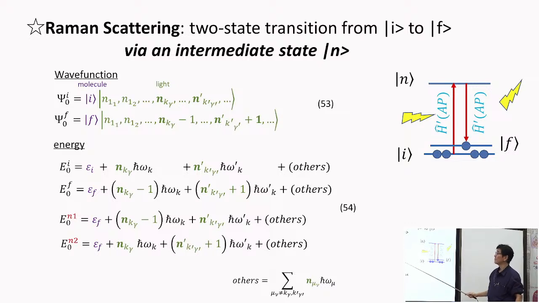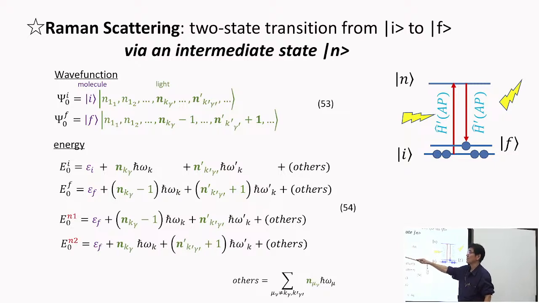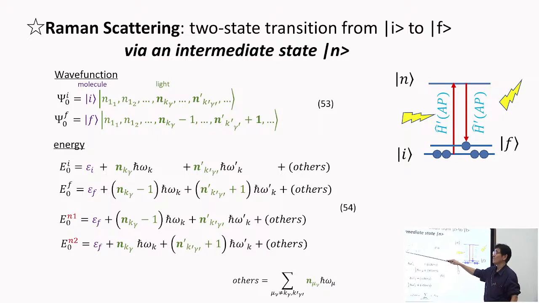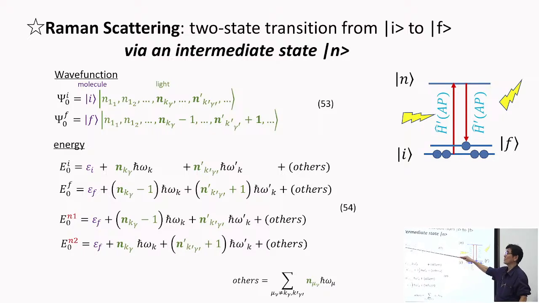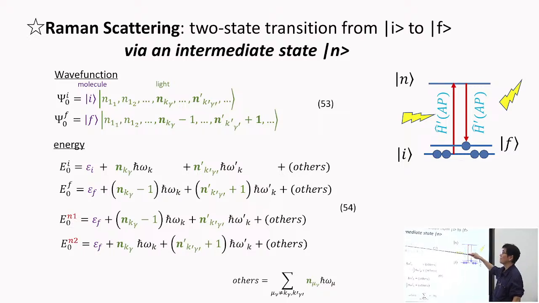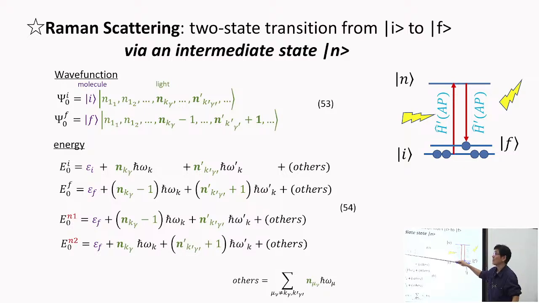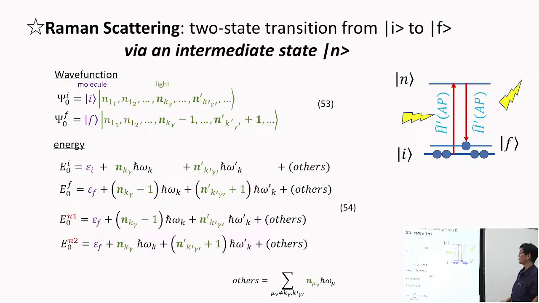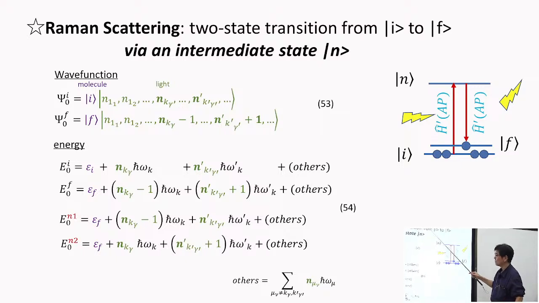So, again, the Raman scattering is a two-step transition from I to F: I to N, N to F, a two-step transition by intermediate state N. And we can describe the initial and the final state by using the wave function of the molecule, I and F, as well as that of the light, a list of the quantum numbers. And the quantum number of some light decreases by 1, and the other light increases by 1. So this is the scattering process.